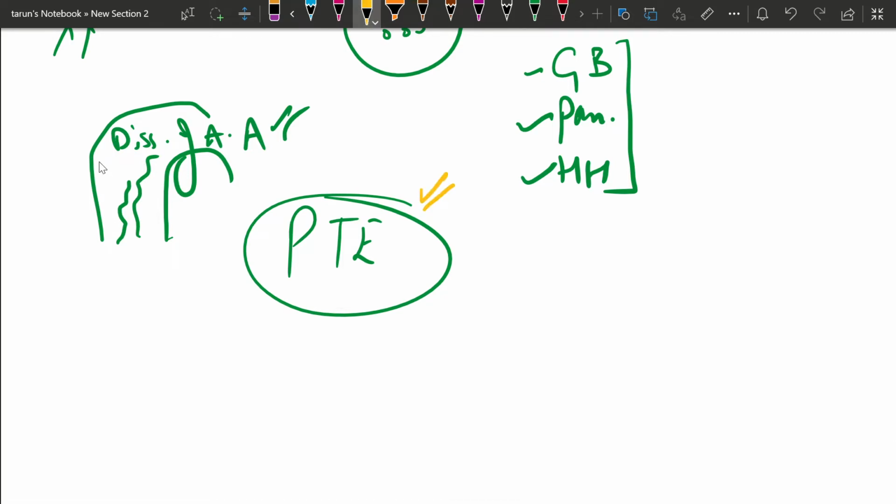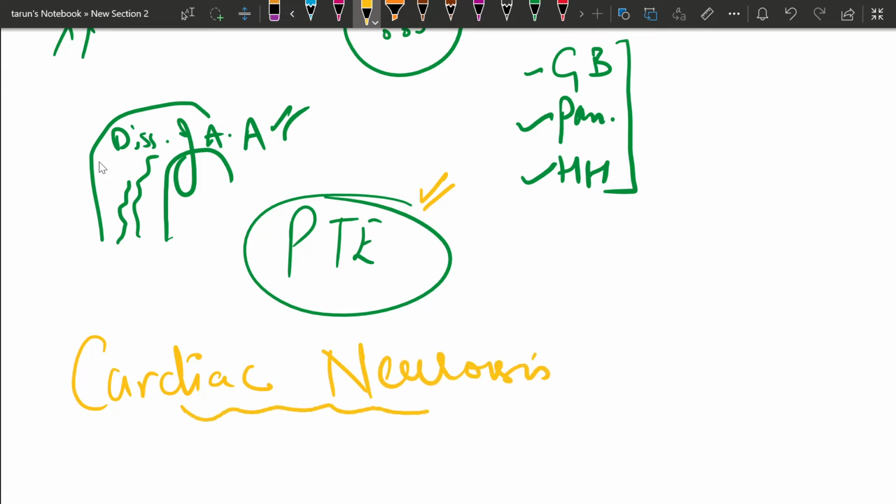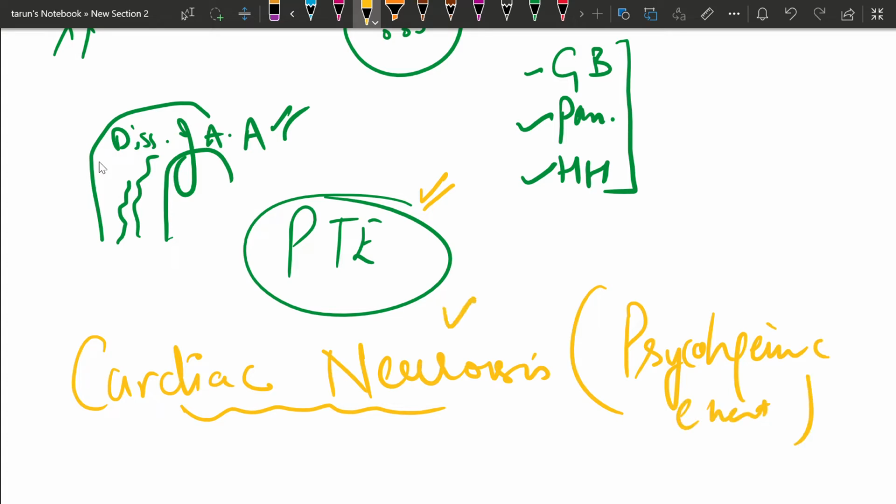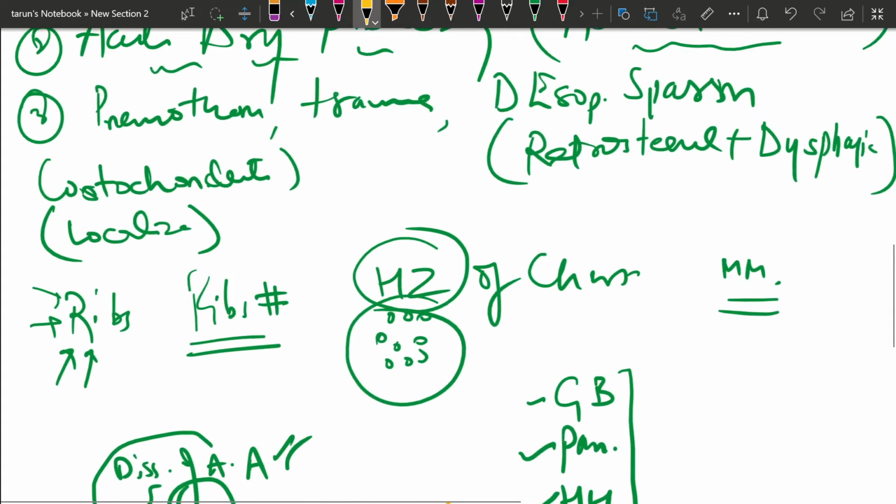If all the causes are ruled out and we cannot find any cause, then the cause of acute chest pain could be psychogenic, which is also known as cardiac neurosis. This patient has psychotic complaints along with chest pain. So these are the certain causes of acute onset chest pain.